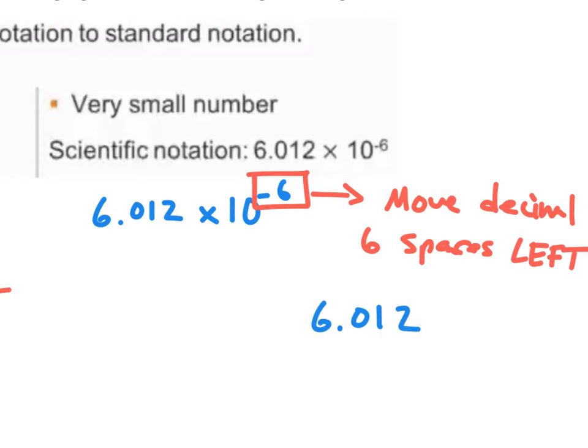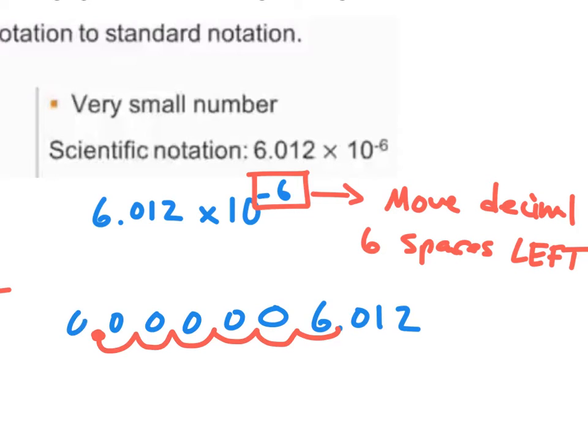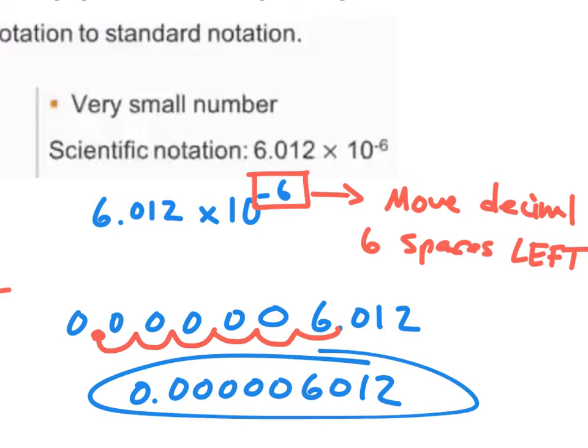Leave some space over here because I'm going to then do 6 spaces to the left. I'm going to go 1, 2, 3, 4, 5, 6, and that's my decimal place. Okay, and then I fill it in with zeros. I'm going to put a 0 out here. So the number in standard form is going to be 0. How many zeros we got? 5. 1, 2, 3, 4, 5, and then 6012. Okay, and this number here is in standard form.